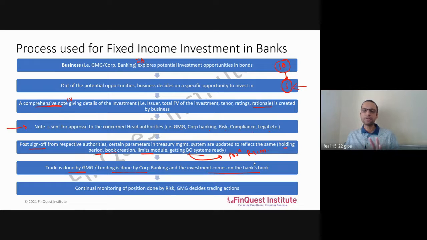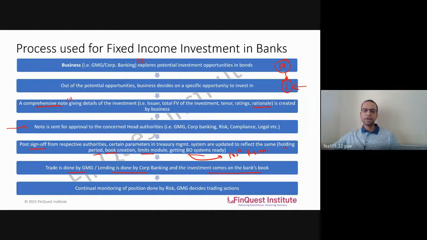Whereas your business will decide how exactly they want to manage that position. When I say manage that position, it's mainly from a business perspective, that is, from generation of profitability for the bank. So your GMG may decide to trade a certain security, or maybe your corporate or investment banking may say that, fine, we are done with this much amount of lending, but we feel that there is a potential to do some more lending, which may be profitable for the bank. That can happen as a follow up as well.